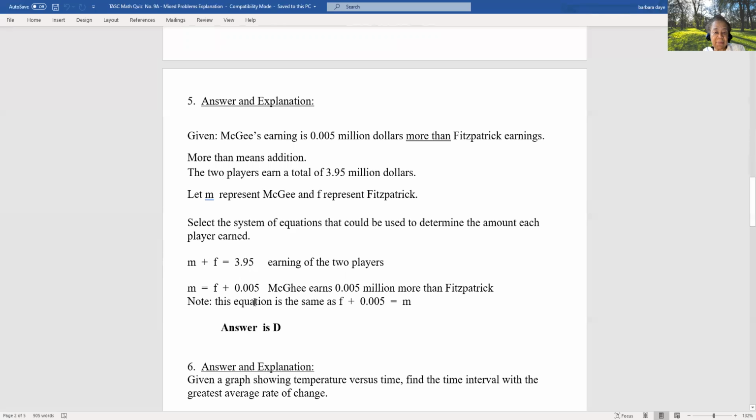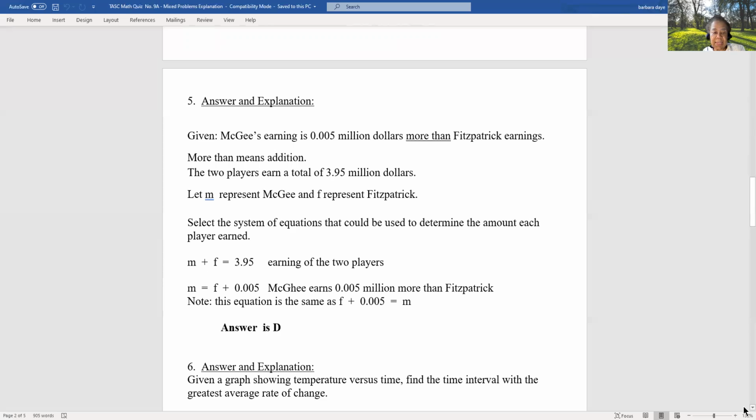0.005. Now this equation, M equals F plus 0.005, is the same as F plus 0.005 equals M. Notice the only difference, we put the M on the left here, and here we put the M on the right. The answer is D.